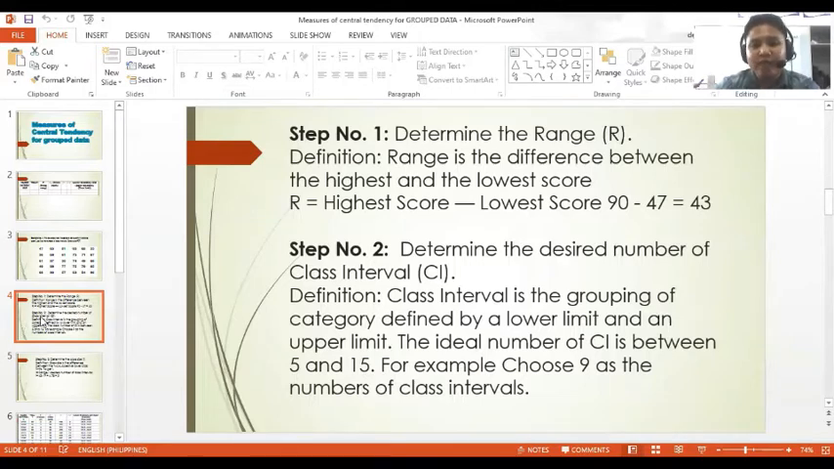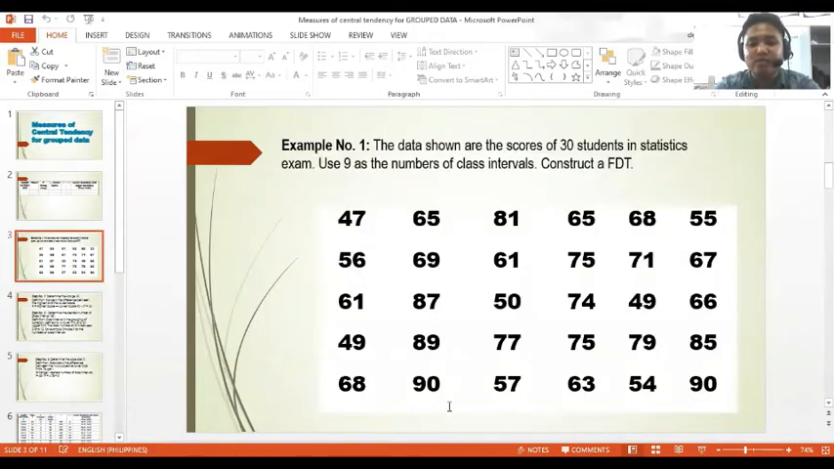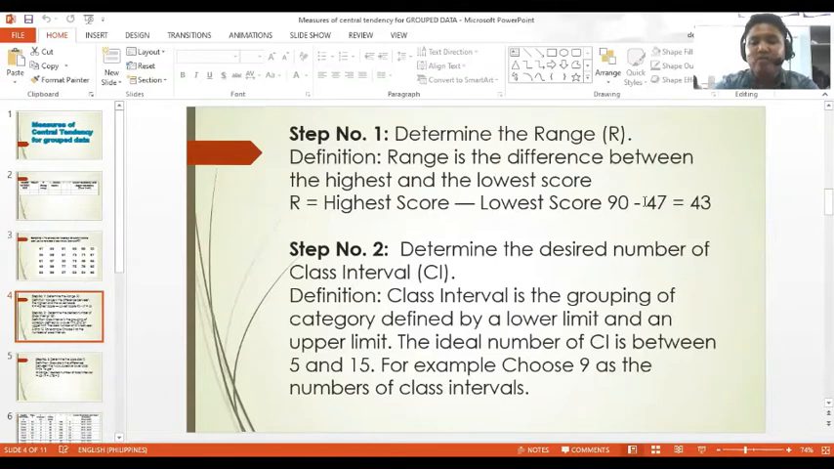So, step 1 is to determine the range. Ang range natin dito is highest score minus the lowest score. Ang highest score natin dito, hanapin mo dyan sa given natin ang mga scores, that is 90, and hanapin mo din yung pinakamababa, that is 47. So, ima-minus mo lang yan, 90 minus 47, that is 43. Yan yung magiging step 1 natin.